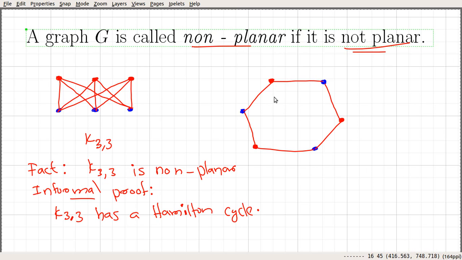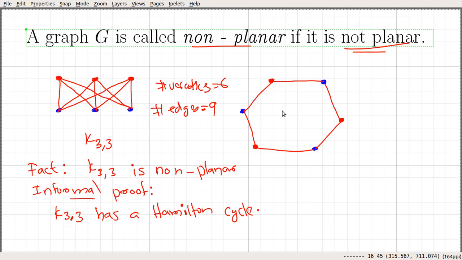Okay, this particular thing has 6 edges. Here we have 9 edges. The number of vertices is 6, and the number of edges here is 3 times 3, which is 9. So we use 6 edges in this cycle, and we are left with 3 more edges, one between these green vertices and the other vertices.